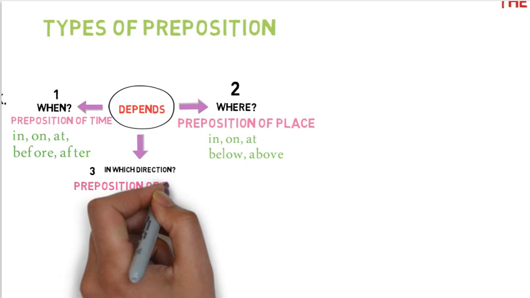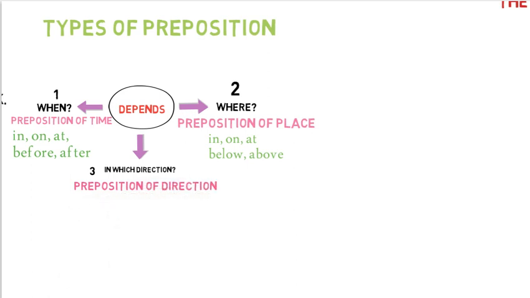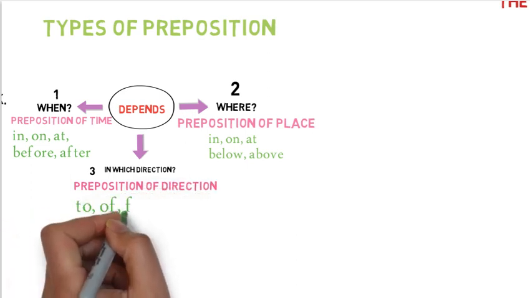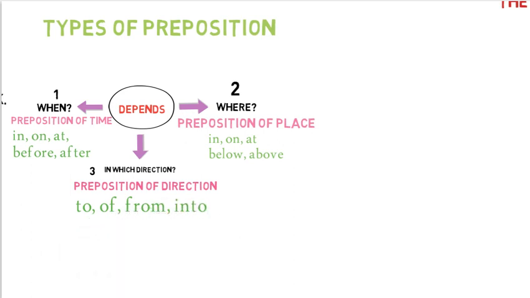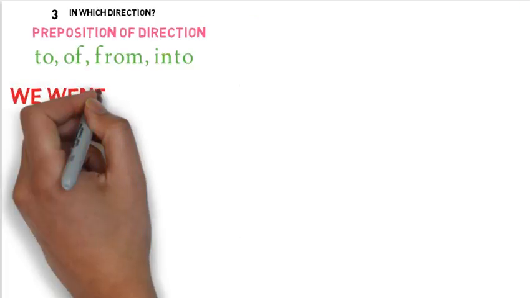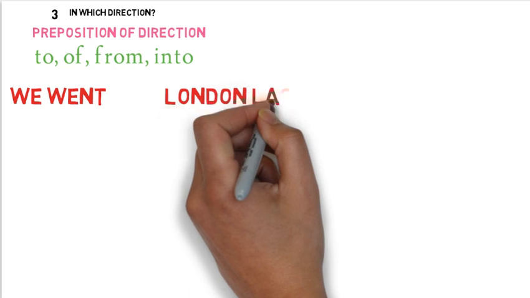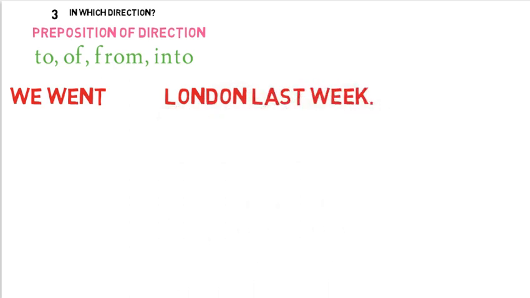Third one: preposition of direction. Preposition of direction shows in which direction. To, of, from and to are the most commonly used prepositions. We went to London last week.